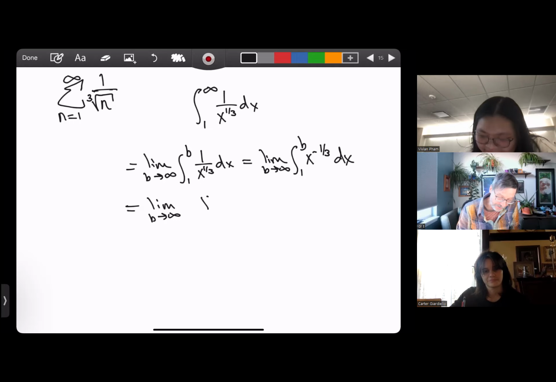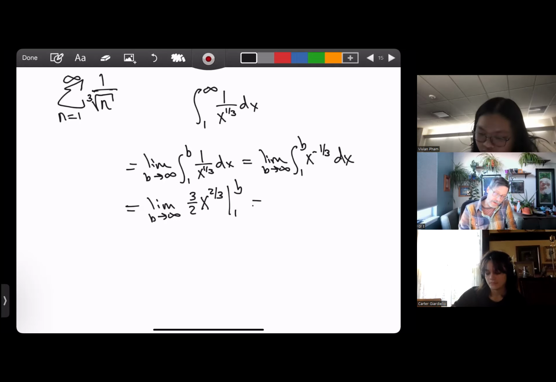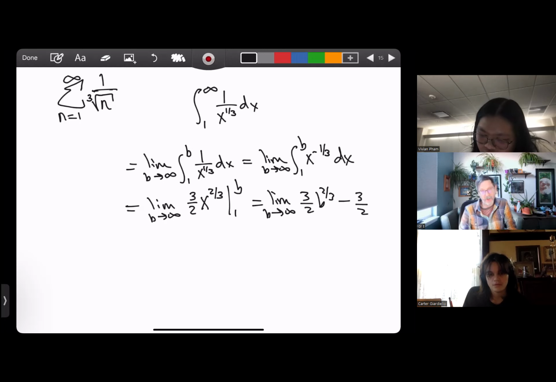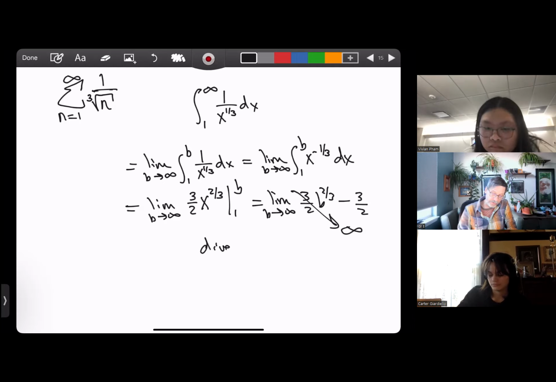So this is going to go to the 2/3, and then I bring a 3/2 out in front like that, from 1 to B. And then plugging in the B, I got 3/2 B to the 2/3 minus 3/2 times 1. And this piece blows up. So divergence. How do we feel about that?